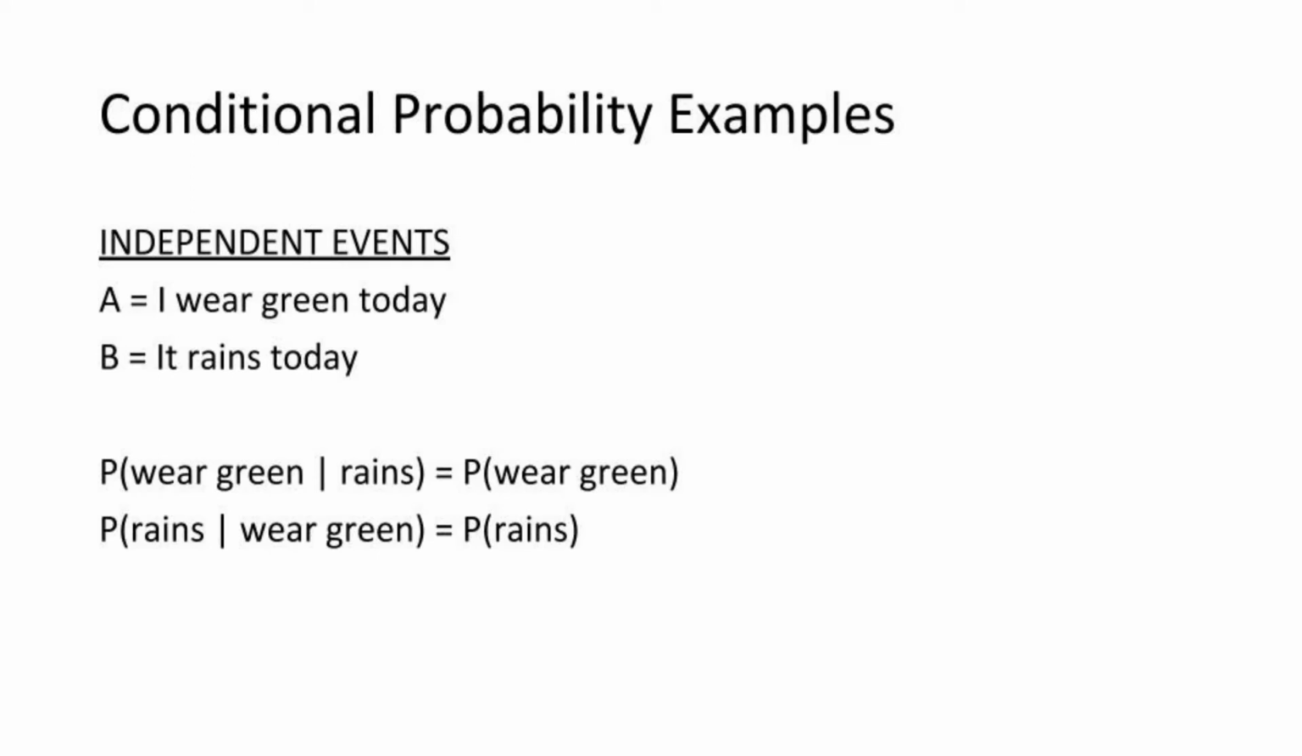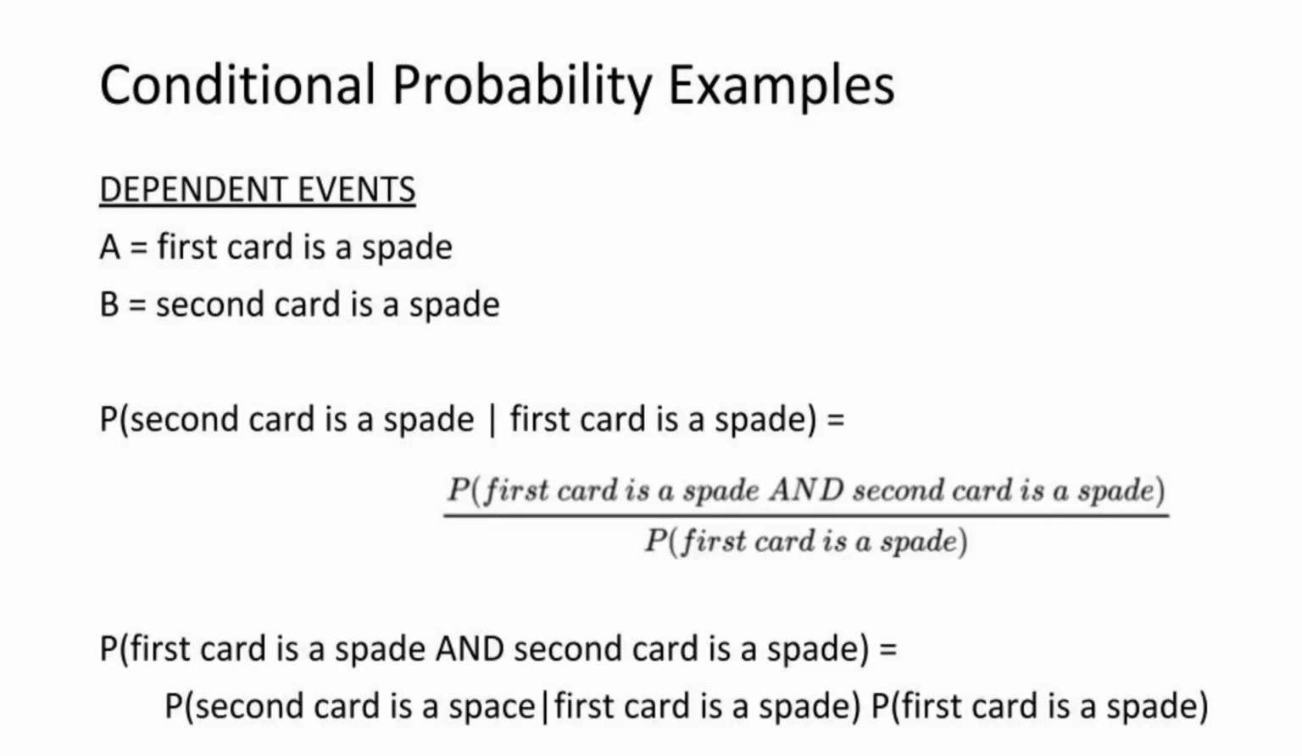As an example of an independent event, it would look something like this. A is the event that I wear green today, and B is the event that it rains today. Obviously, neither of the events affect each other. The chance that it rains today has absolutely no influence on what color I decide to wear, and the probability that I wear green today, given that it rains today, is just the probability of me wearing green today.